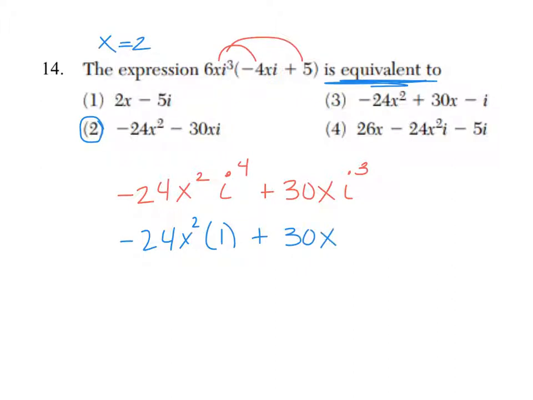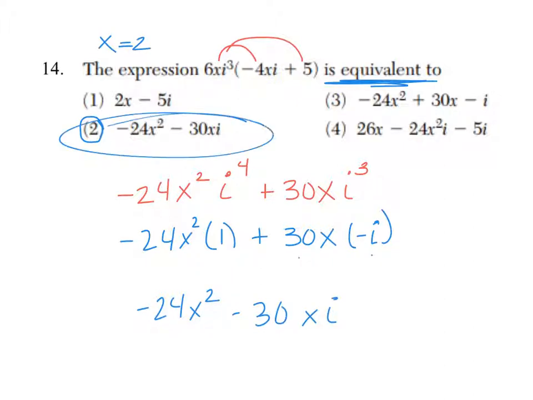You can simplify i to the third in your calculator. Just type it in, and you get negative i. This gets you negative 24x squared, and then negative and the 30 get you negative 30x, and then the i. So your answer is right there.